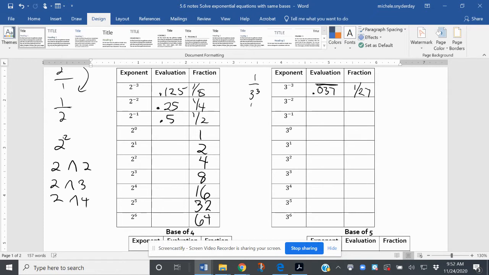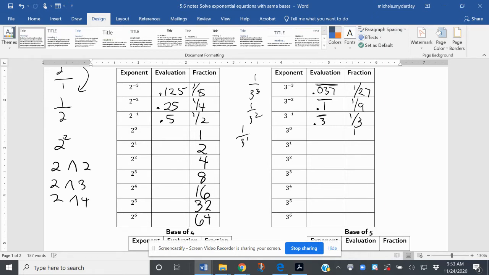3 to the negative 2 is 1 over 3 squared. 3 squared is 9, so it's 1/9. This repeating decimal is 0.1111 forever, so we'll just put a 0.1 with a bar over it. 1 over 3 to the first is just 1/3. And hopefully you guys are pretty familiar with that. It's 0.333 forever and ever. And you'd put a bar over it.